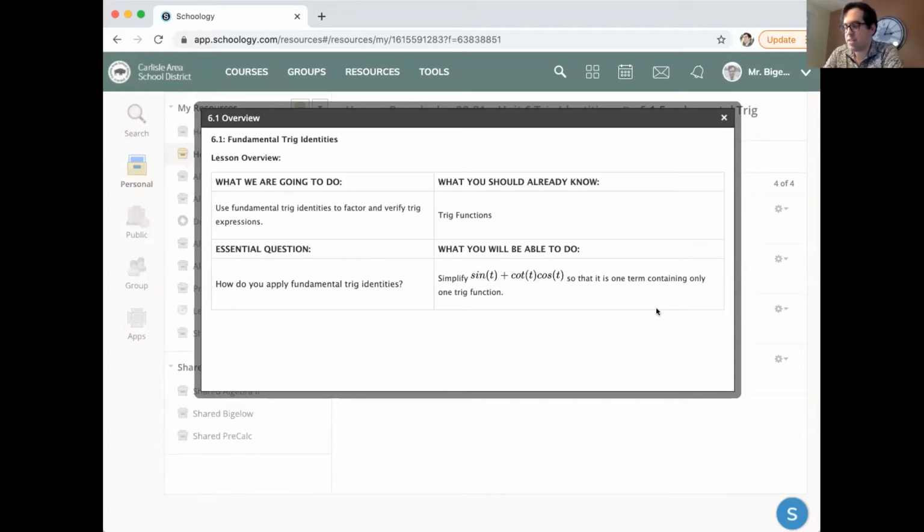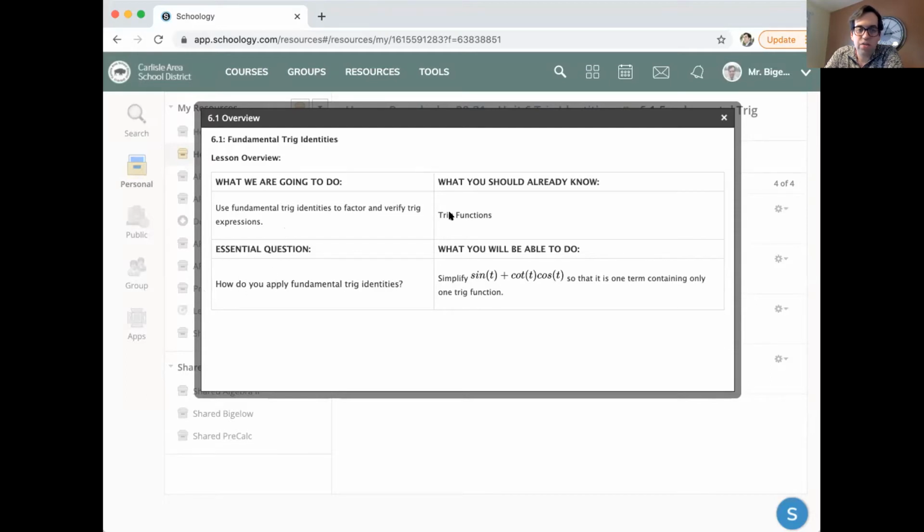Today we're going to be starting lesson 6.1. Welcome to Unit 6. This unit is all about using trig identities. So this is our last major trig unit. And what we're going to be doing today is using fundamental trig identities, the first few that we're going to learn. You're going to need to use those to factor and verify some trig expressions. The essential question today is how do you apply fundamental trig identities?